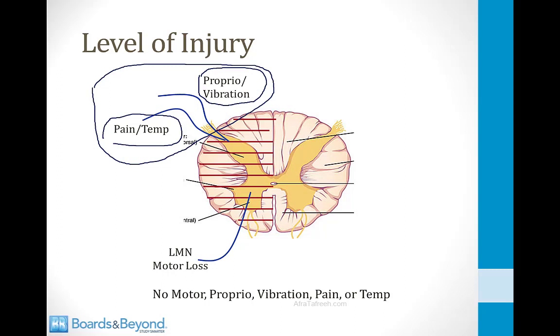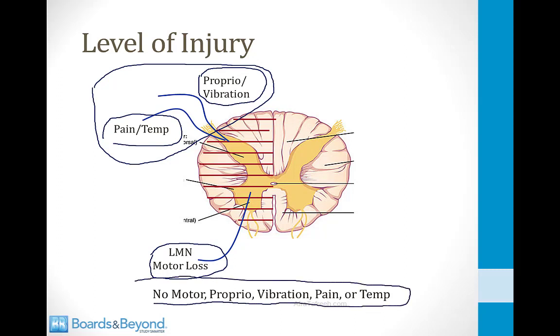In addition, at the level of the injury, you have damage to the anterior horn cells, so you get lower motor neuron symptoms. Below the lesion, you will have upper motor neuron symptoms from loss of the corticospinal tract. Thus, what I've summarized at the bottom is what happens. No motor, proprioception, vibration, pain, or temperature on the affected side at the level of the lesion.